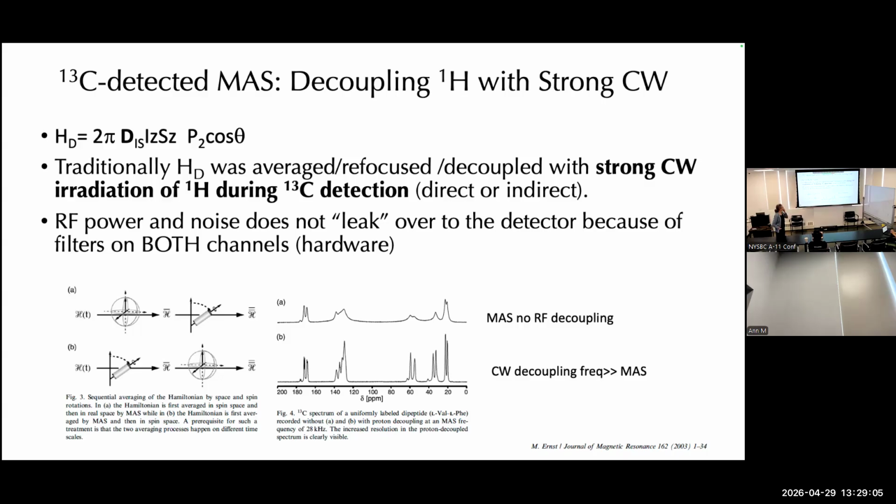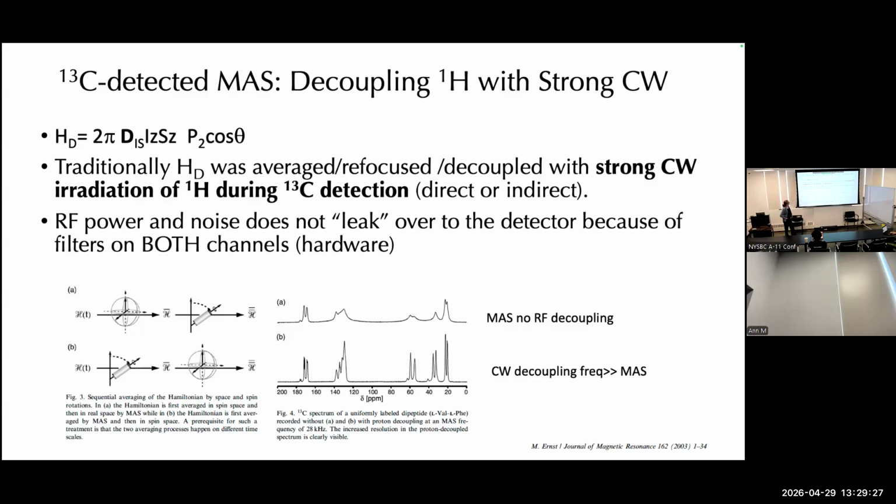And those filters give you good isolation between the two operations, so you can turn on many watts of proton irradiation at the same time that you're listening to a microvolt kind of signal on the same coil. That's called good isolation.